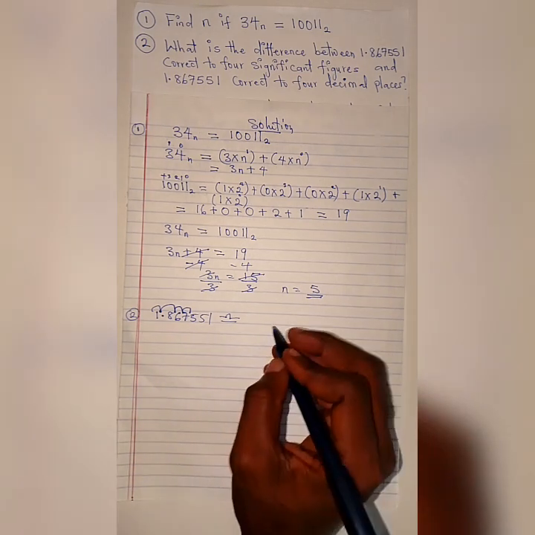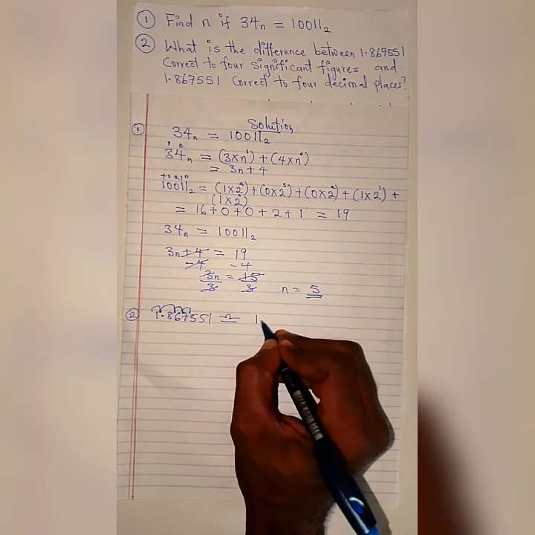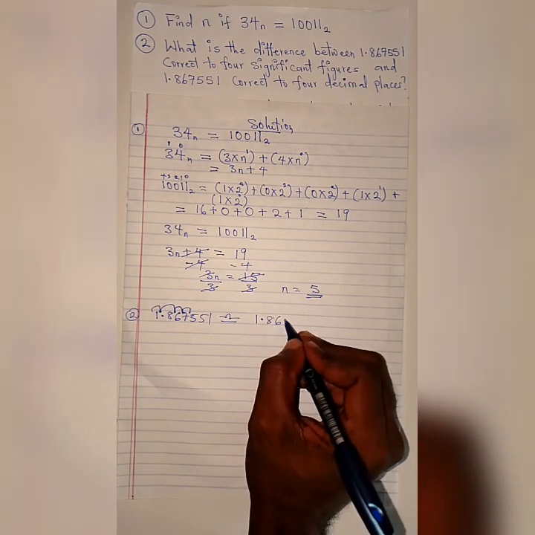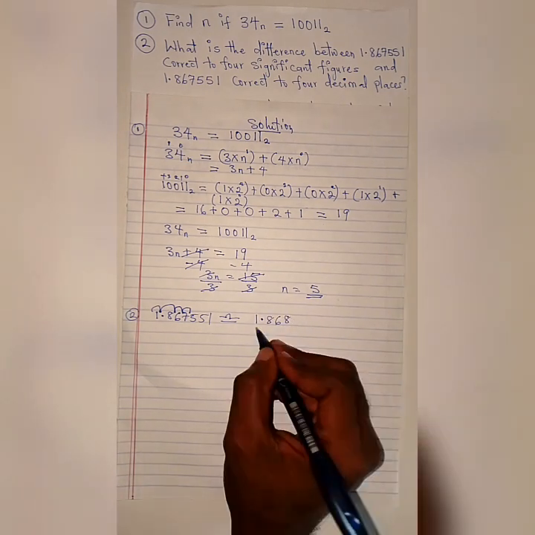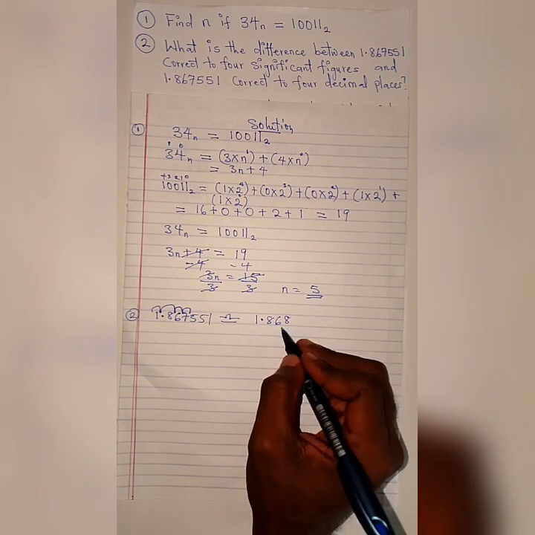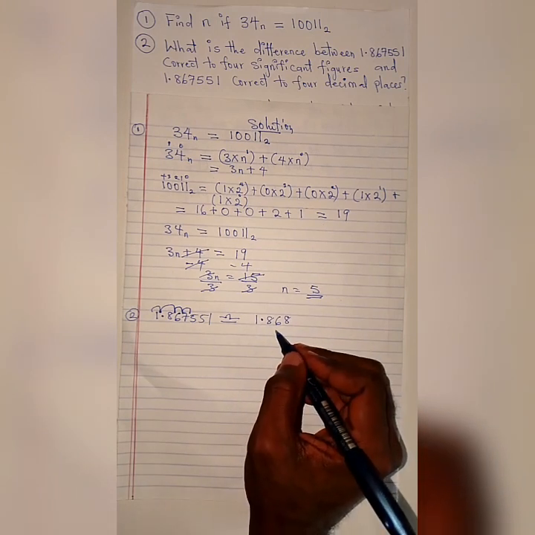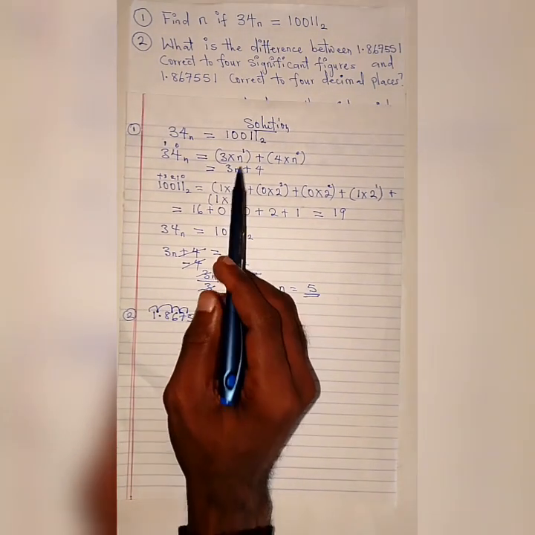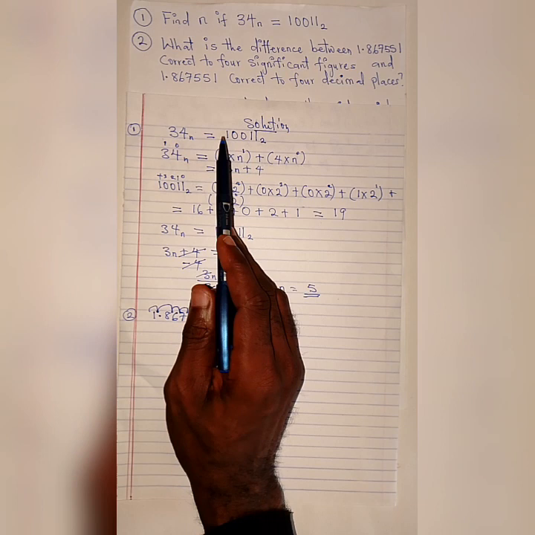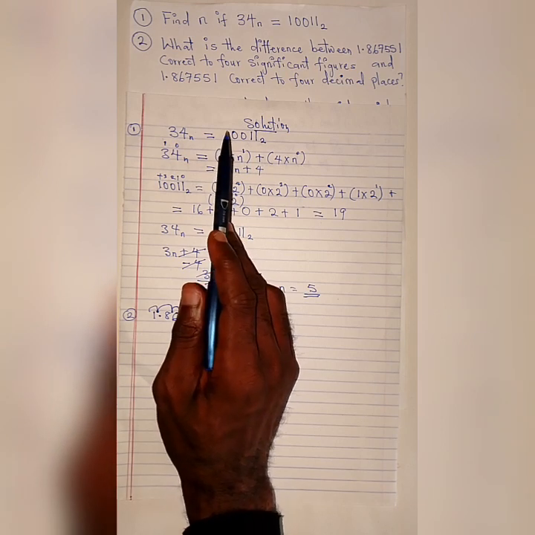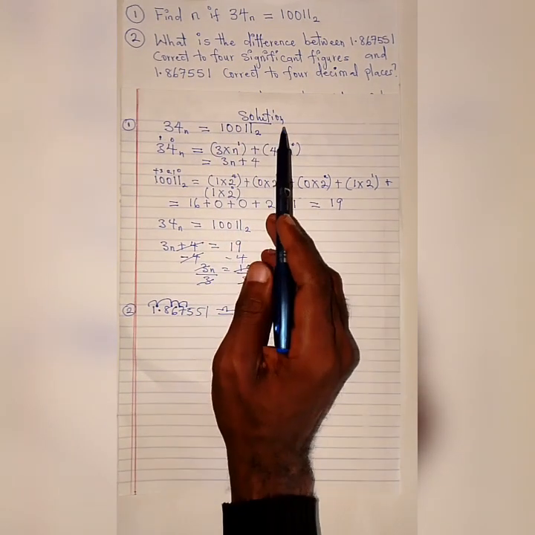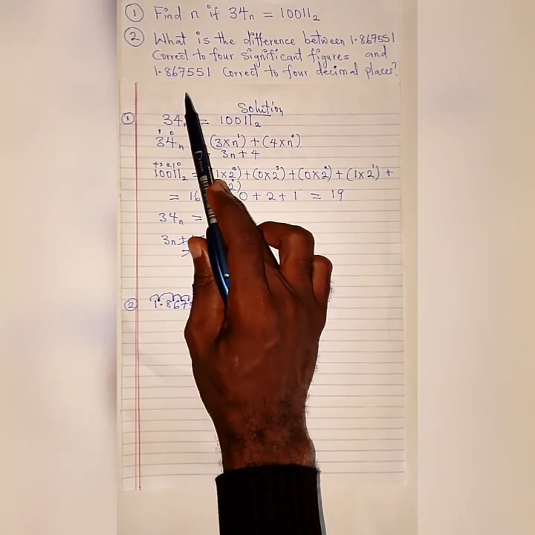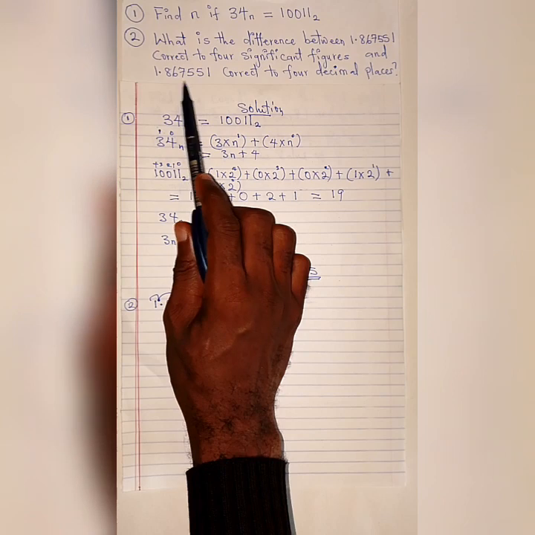So this number in 4 significant figures is going to be 1.868. That's the number in 4 significant figures. So now let's go ahead to correct this number to 4 decimal places. Let's correct this number to 4 decimal places.